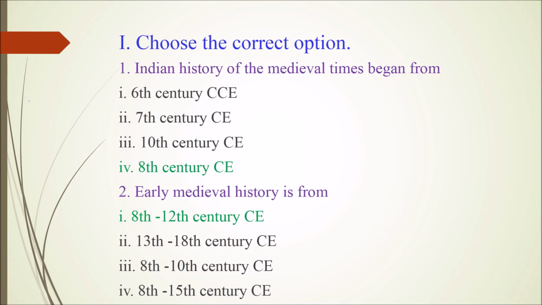Question number 2, early medieval history is from option number 1, 8th to 12th century CE, option number 2, 13th to 18th century CE, option number 3, 8th to 10th century CE, option number 4, 8th to 15th century CE. So the answer is option number 1, 8th century to 12th century CE.